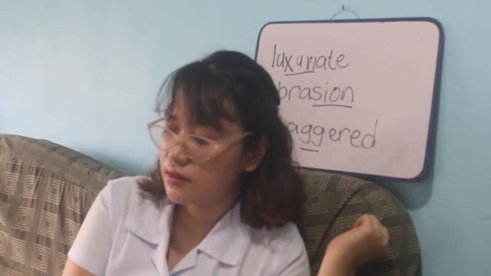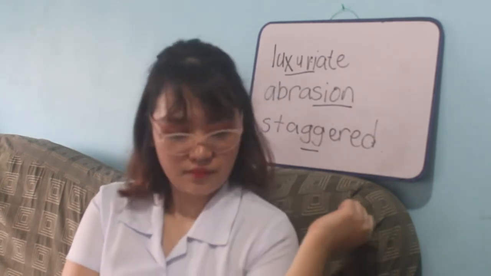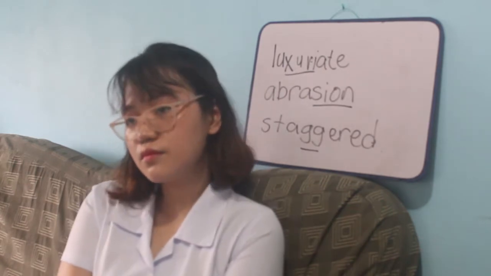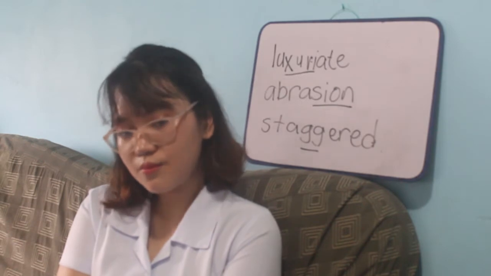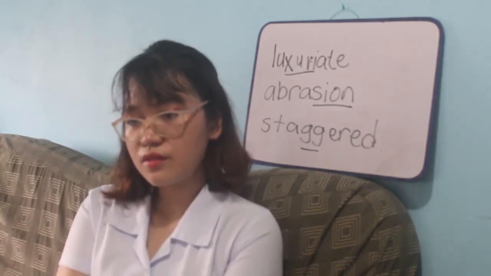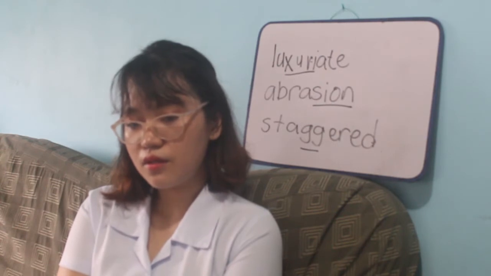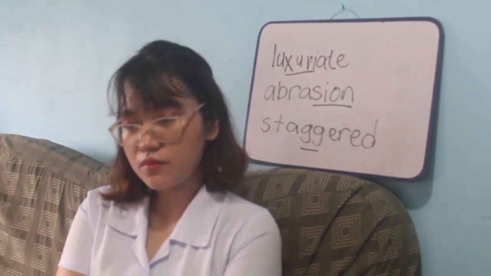For the word abrasion, the first step involves abrasion of the seeds with sandpaper. I use the word abrasion there to describe what to do with the seeds and the sandpaper. And for the third word, her legs were so numb that she staggered because she cannot feel anything. She had a hard time walking.